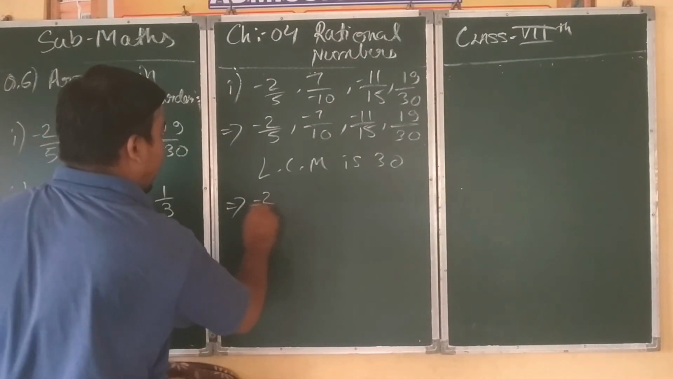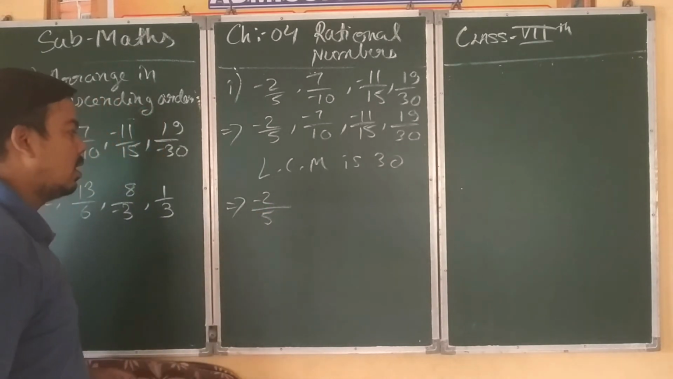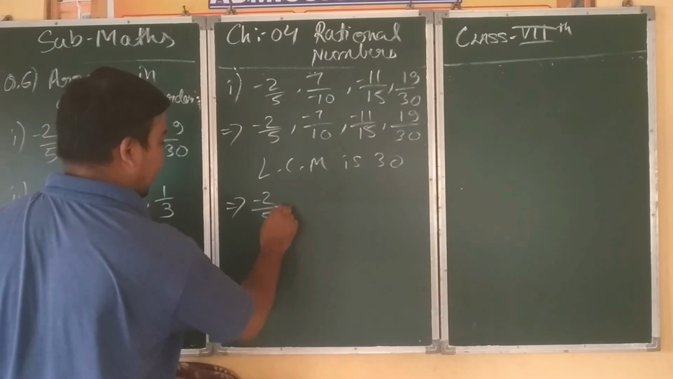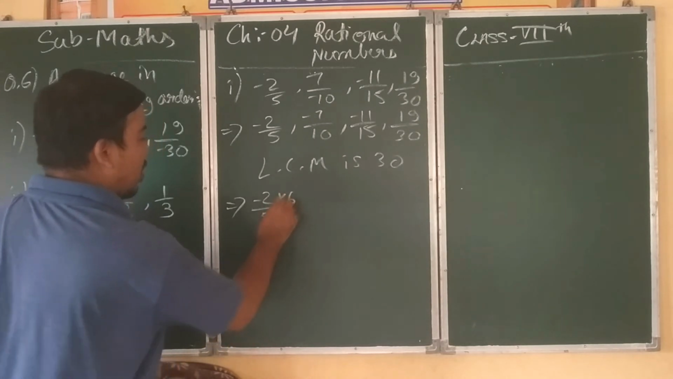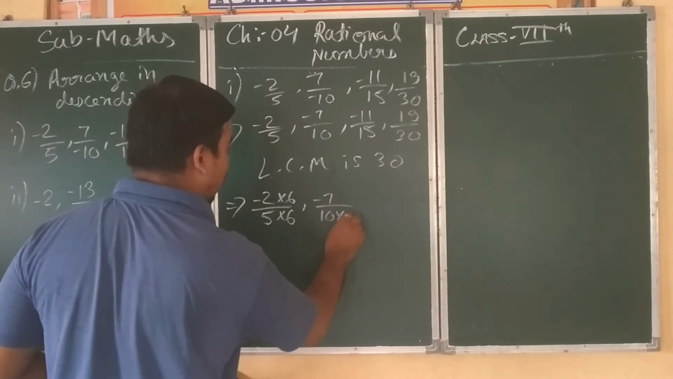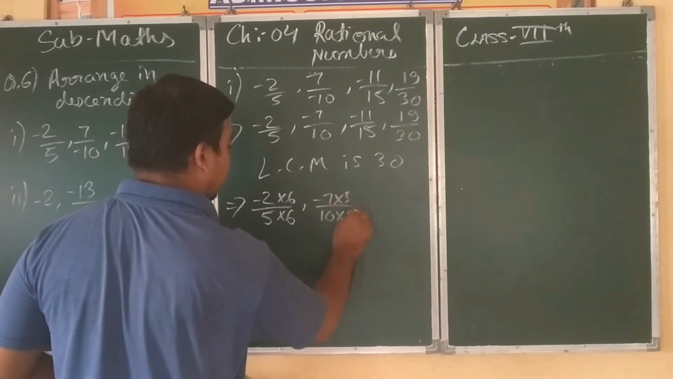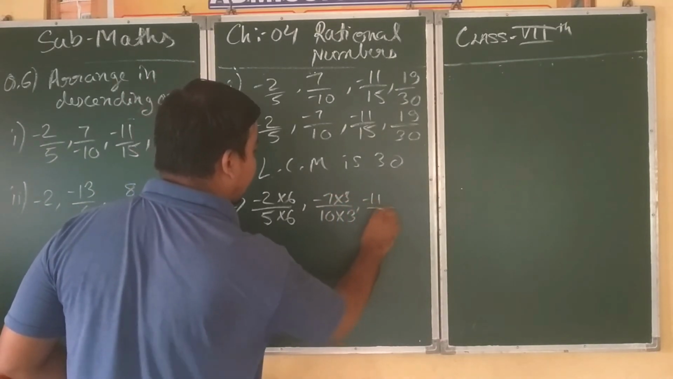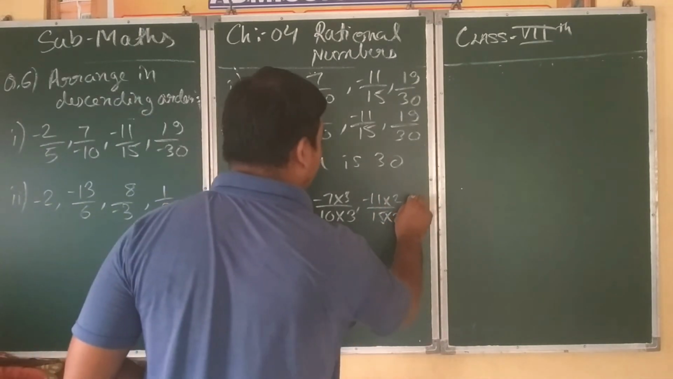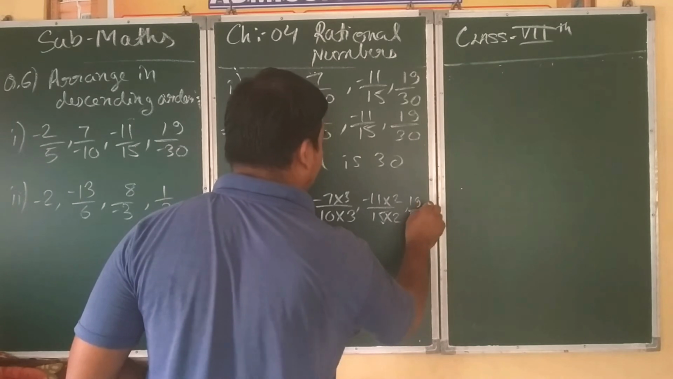So minus 2 by 5 is multiplied by 6. Numerator is multiplied by 6. Minus 7 by 10 is multiplied by 3. Minus 11 by 15 is multiplied by 2. So numerator is multiplied by 2. 19 by 30 is multiplied by 1.